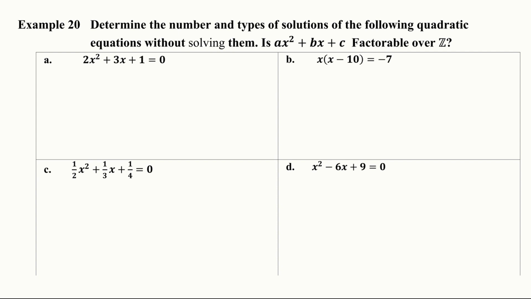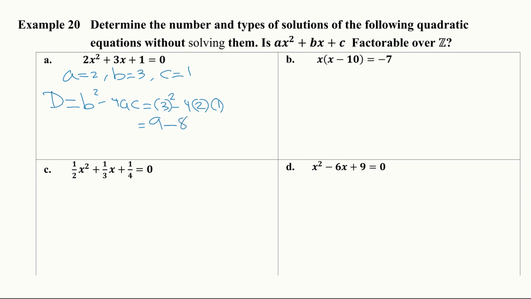Here we know that a is 2, b is 3, and c is 1. So we know that capital D, which is the discriminant, is b squared minus 4ac. So it's going to be 3 squared minus 4 times 2 times 1, right? So that's going to be 9 minus 8, which is 1. Notice D is greater than 0 and D is a perfect square.